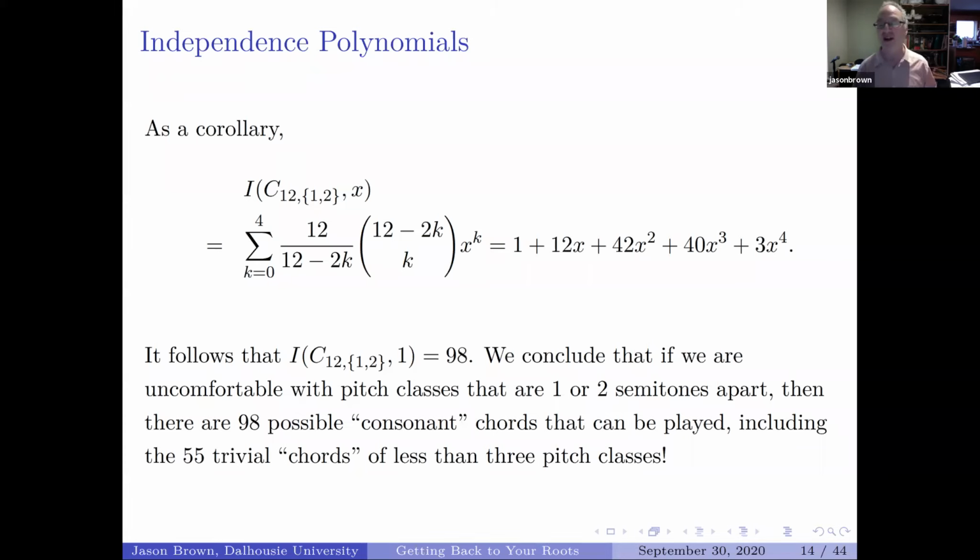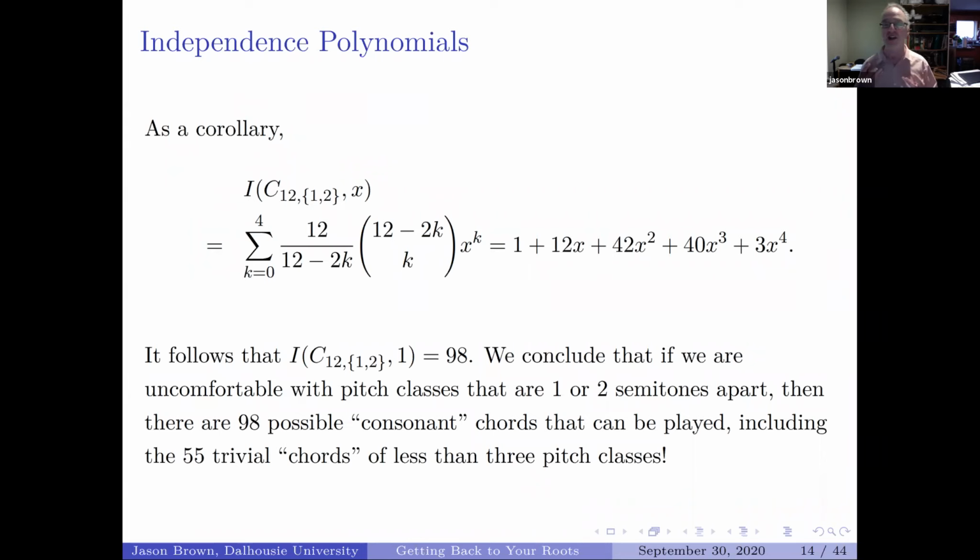So depending on that, if you found, say, distances 1 and 2 to be rather harsh, then what you'll do in Z12 is join them by an edge, and the edge indicates that they're incompatible in the sense that they're dissonant together from your point of view. And then you find that there are 98 possible consonant chords, good sounding chords. A chord is a collection of notes that can be played together without any dissonance. So consonant chords correspond exactly to independent sets.